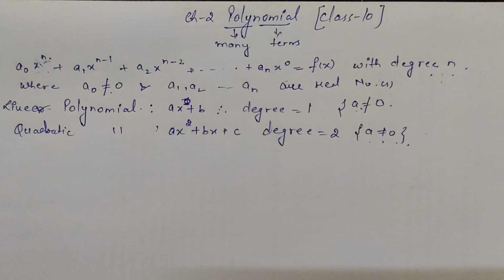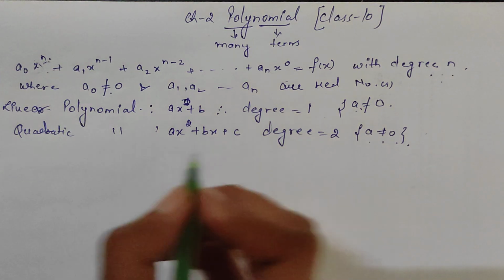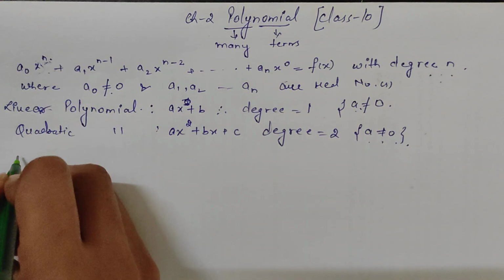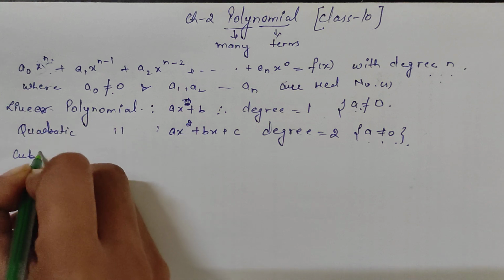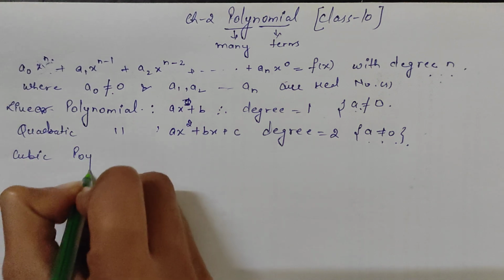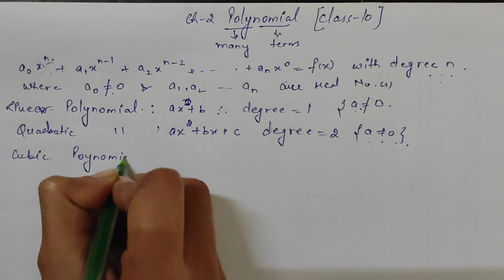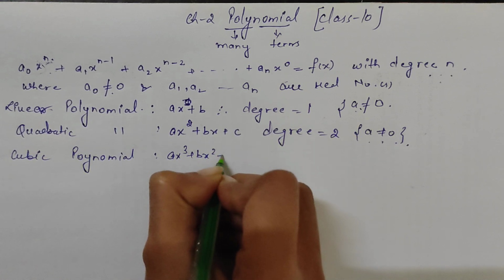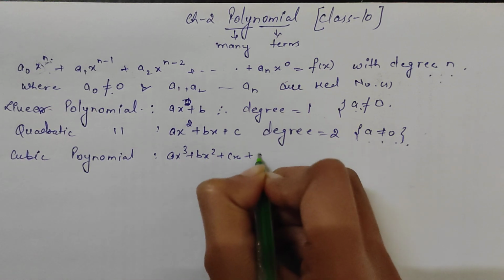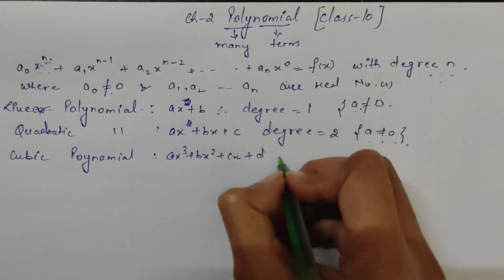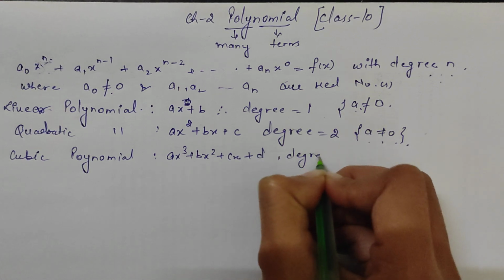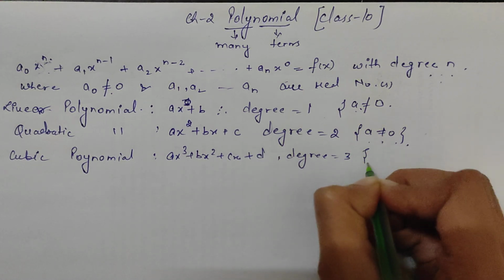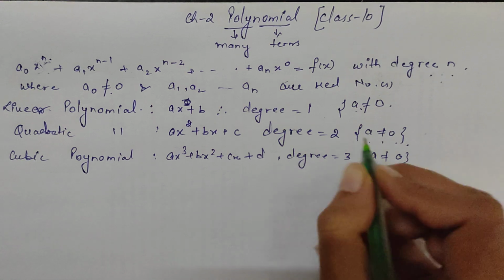And the third is the cubic polynomial. The cubic polynomial is ax cube plus bx square plus cx plus d. Now the degree is obviously 3 and a is not equal to 0.